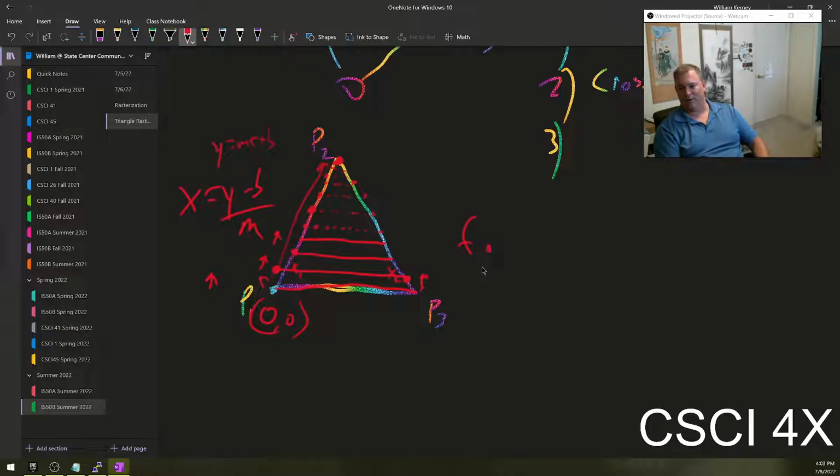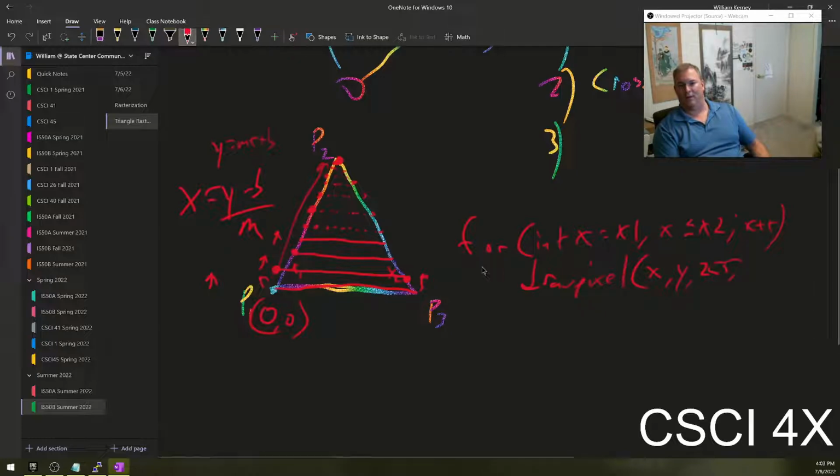You say for int x equals x1, x is less than or equal to x2, x plus plus, draw pixel x, y, 255, 255. Actually, we're doing red, right? R, G, B. There we go. So it's going to draw a pixel here, then here, then here, then here, then here, then here, then here. And then you go up 1 y.